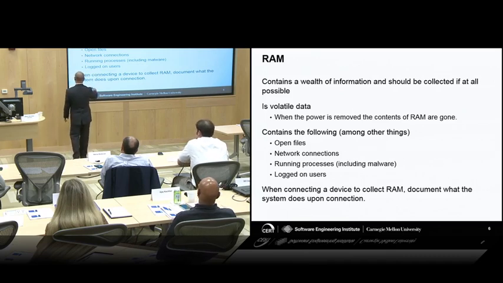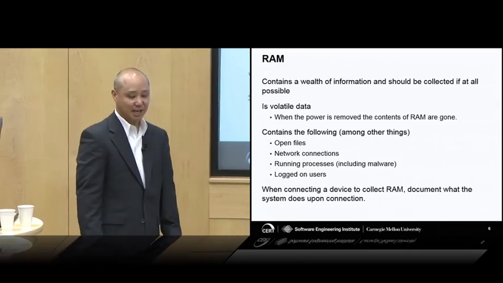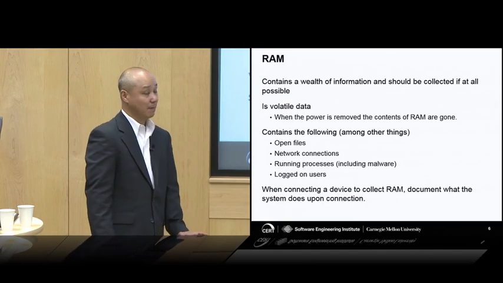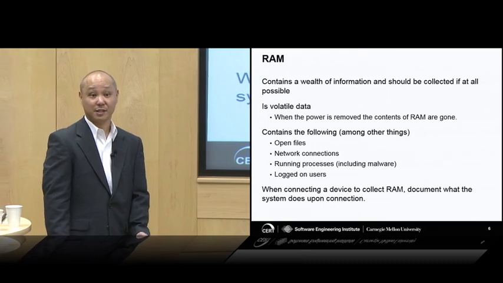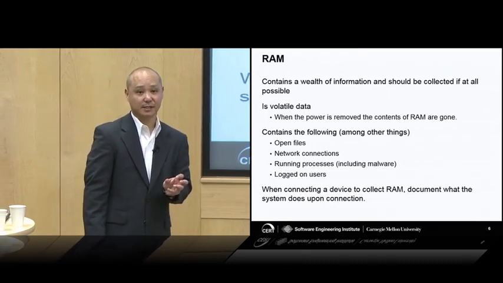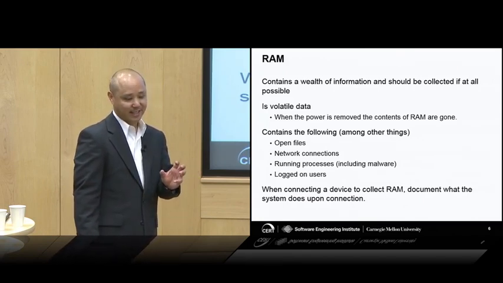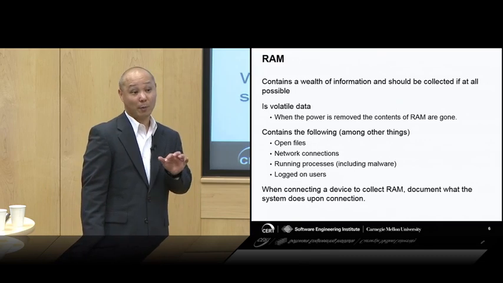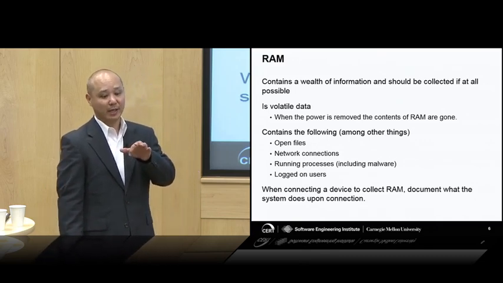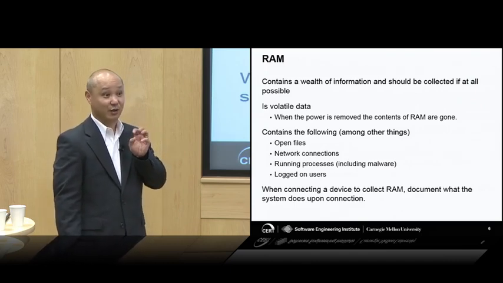And then this here, last statement on the bottom: when connecting a device to collect RAM, document what the system does upon connection. This has to deal with possible anti-forensic measures that are part of, say, malware that pays attention to maybe a USB connection, whatever way you're connecting to it. Since that's a common way to gather the information, either a USB key or a USB drive with something, or maybe it may even pay attention to putting a disk into the ROM drive. And all of a sudden, you see the hard drive light going like crazy.